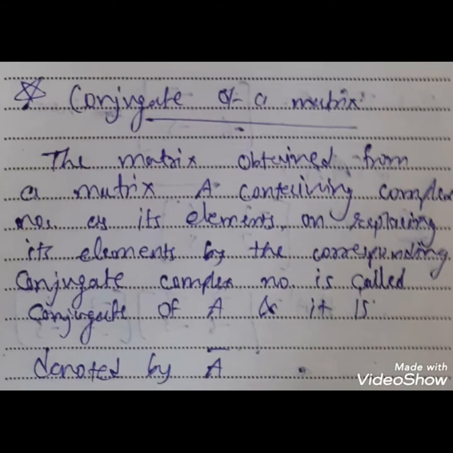Let us discuss one more type of matrix, that is the conjugate of a matrix. So what is the conjugate of a matrix? In any square matrix which contains complex numbers as its elements, we replace these complex numbers by their corresponding conjugate complex numbers. Then we get another matrix that is called the conjugate of the matrix, denoted by A bar.